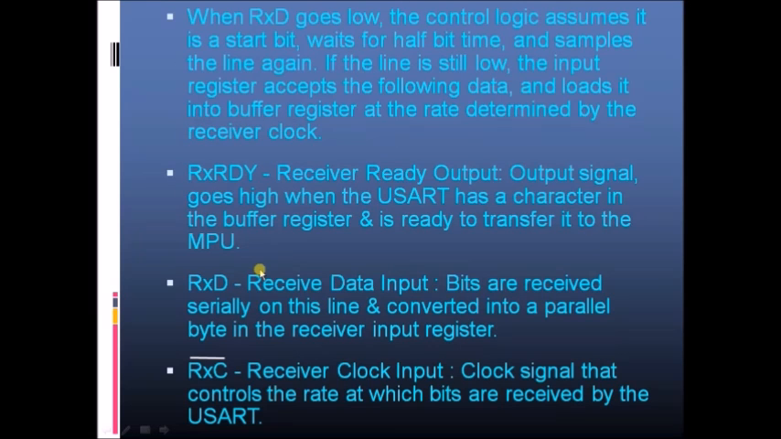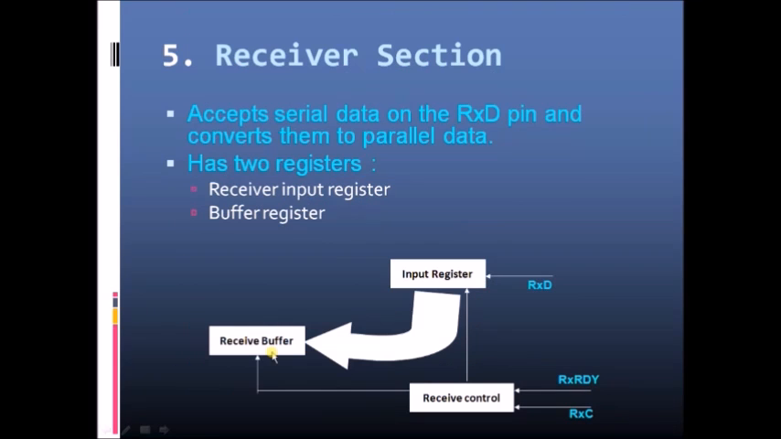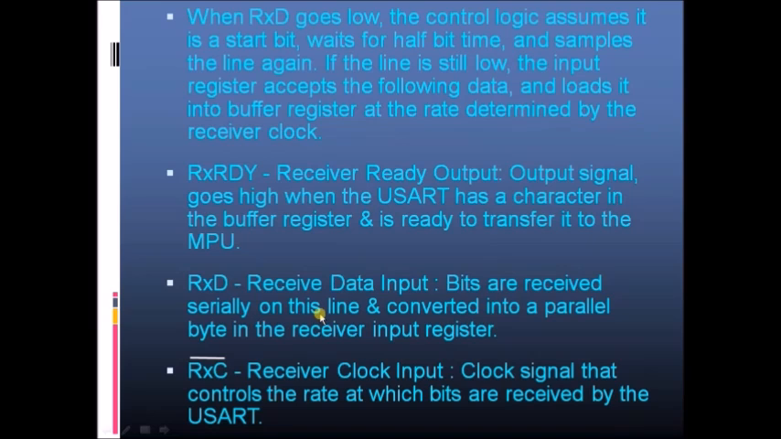Now here RxRDY, this particular pin would become high whenever a character is present inside this buffer register. So if any character is received by the USART, then it intimates the processor with the help of this particular pin. And then RxD, as I told you, is used for receiving the data in a serial manner. And then we have RxC bar, which is used for giving the clock signal to the USART.